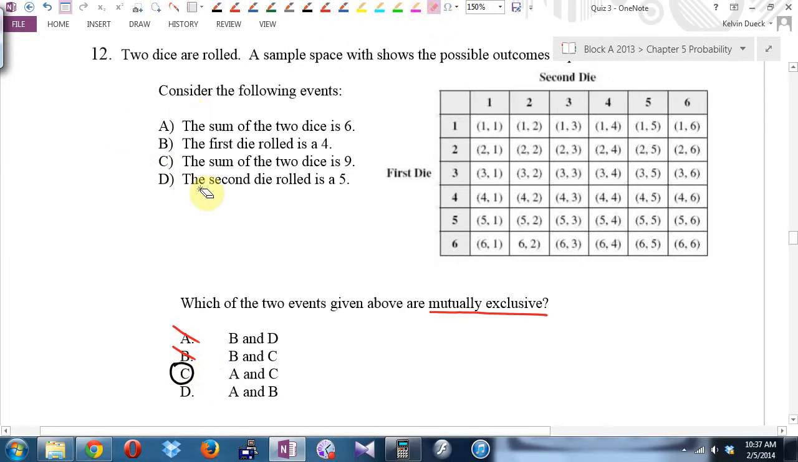Okay? No math there, just common sense. But you have to know what the word mutually exclusive means. It means can't happen at the same time.